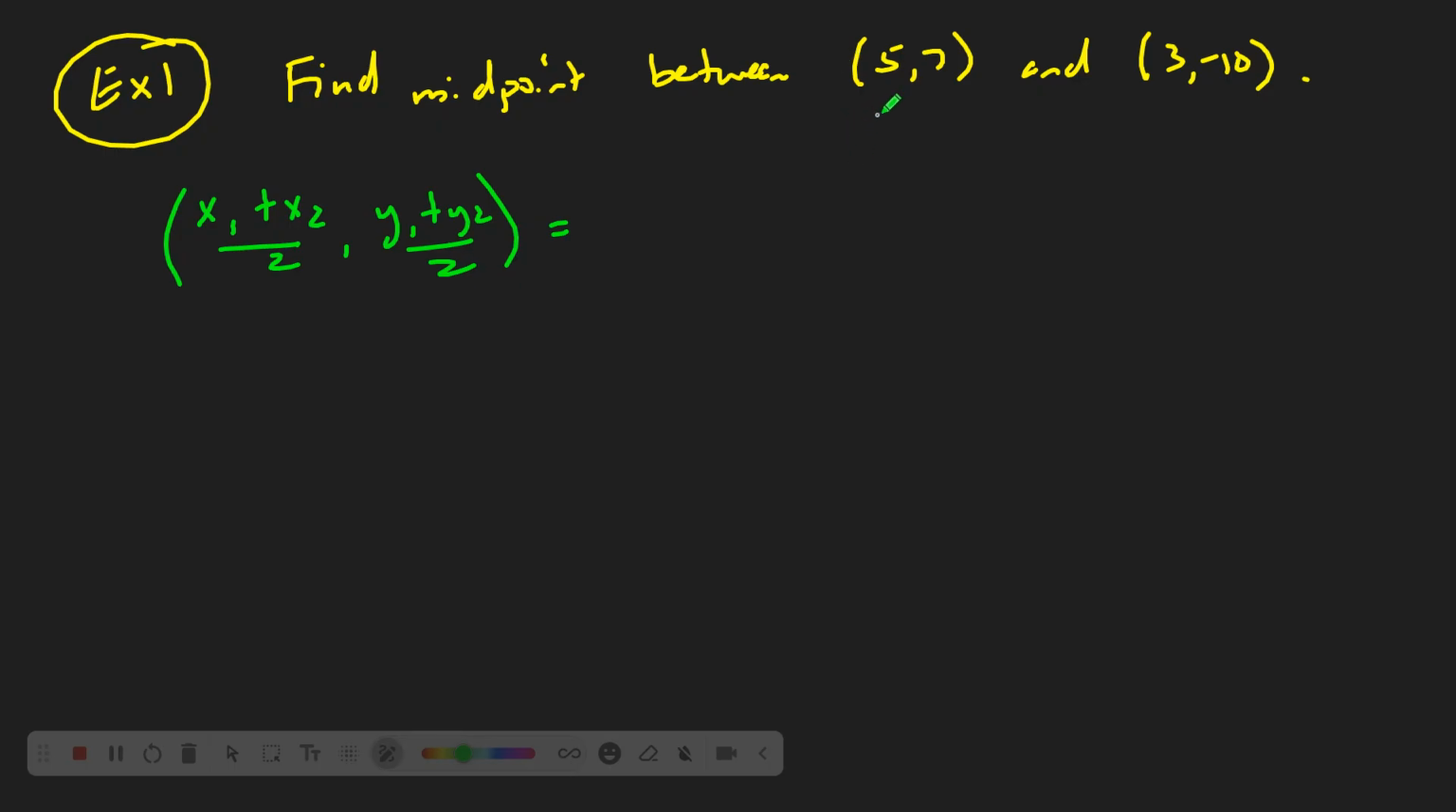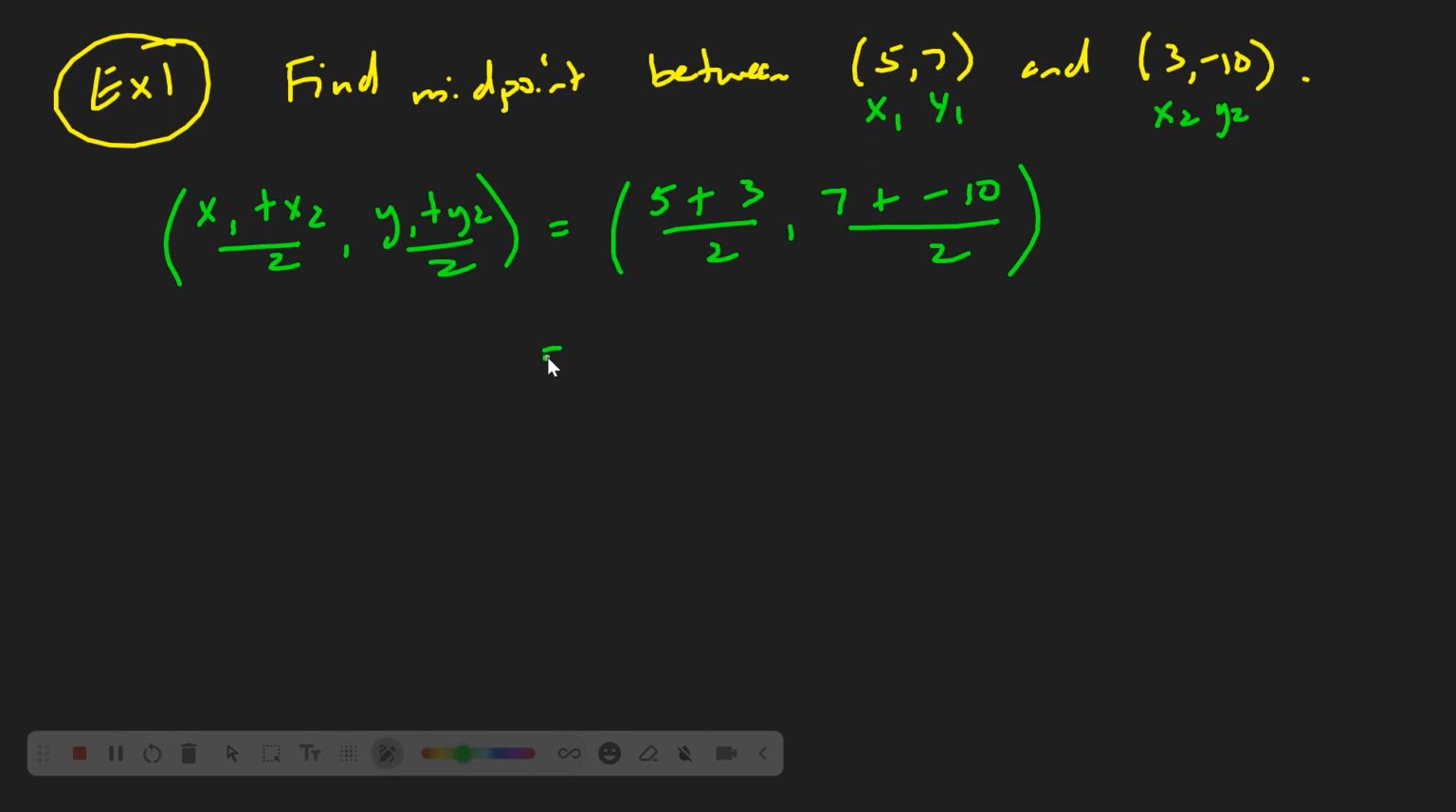So the easiest way to do this is just label your coordinates. So the first one, just put an x1 and a y1 underneath it. The second one, put an x2 and a y2 underneath it. And now we're just going to fill in the numbers where they go. So our x1 is 5, so we're going to do 5 plus your x2 is 3. Divide by 2. Do the same with your y's. y1 is 7 plus y2 is negative 10. Divide by 2.